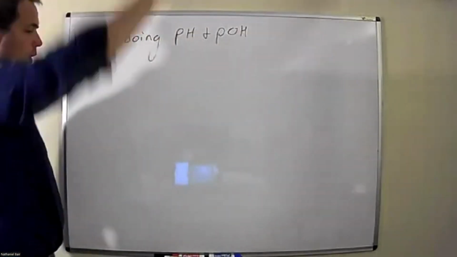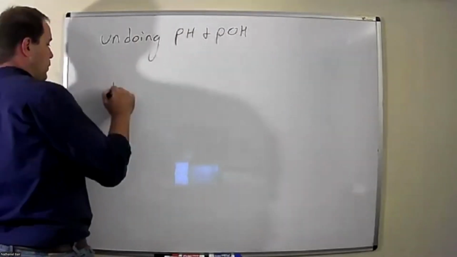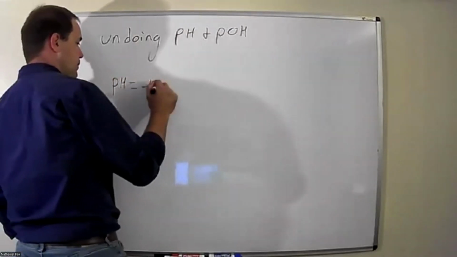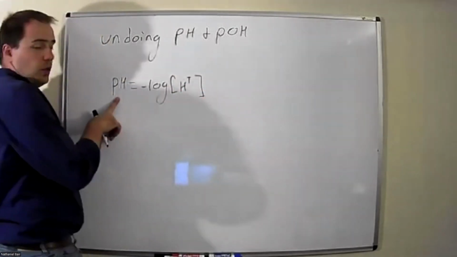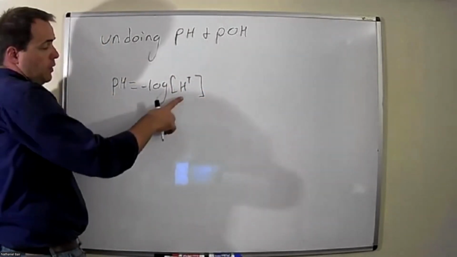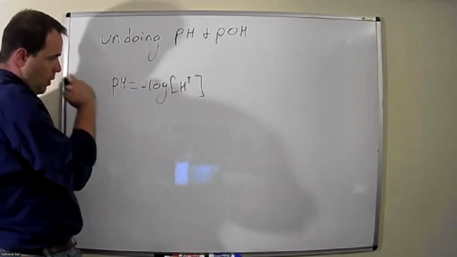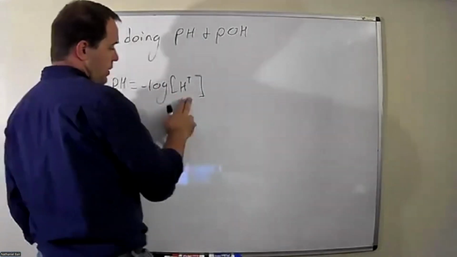So here's what I want to do. Right now, the pH formula is set up to solve for pH. But I want to solve for H plus. So how could I take a pH and turn it into an H plus?